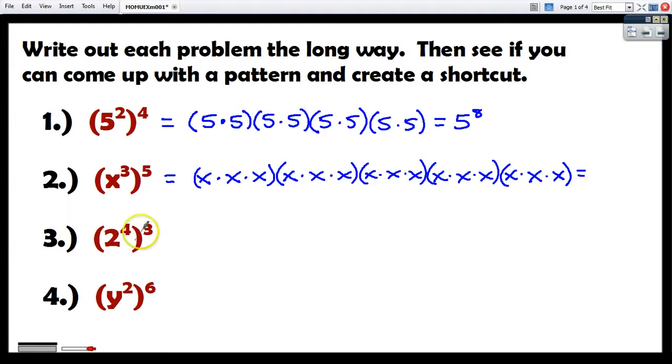Okay, try that with number 3 and number 4, and then see if you can't develop a pattern that allows you to skip the long way here and just go directly to the answer. What shortcut or pattern can you come up with?